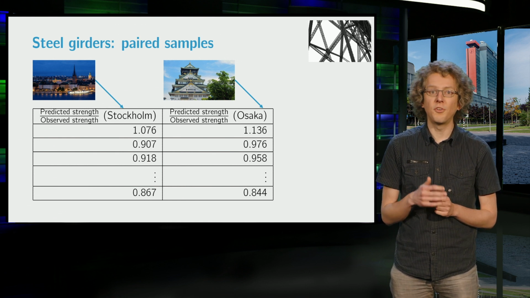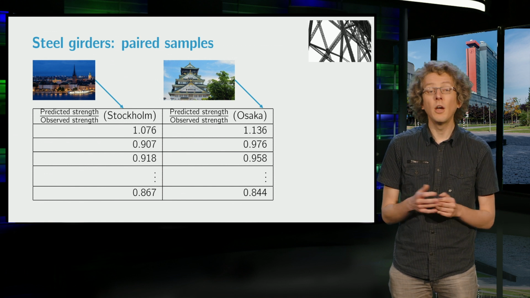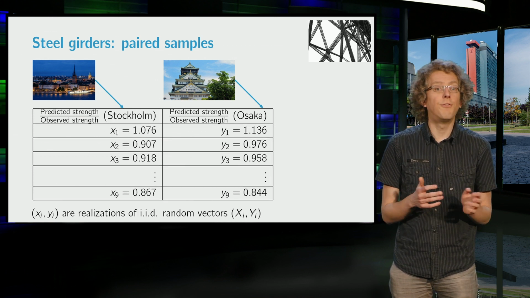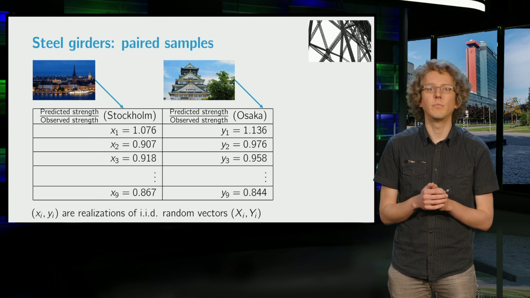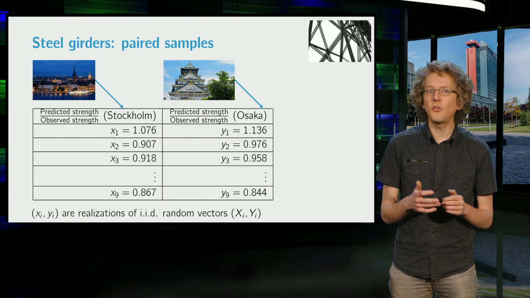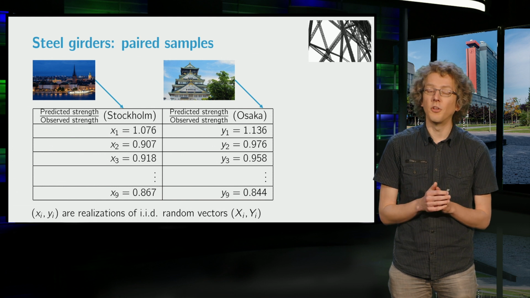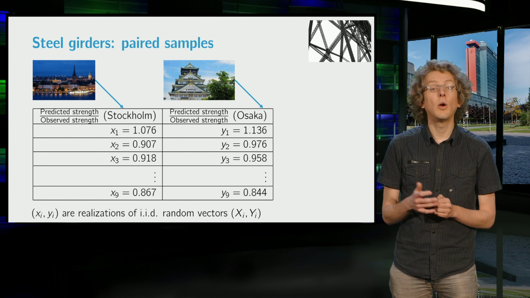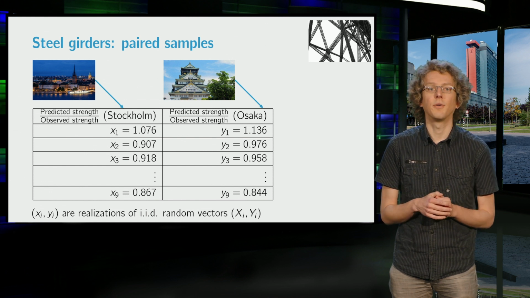Let's call these numbers xi and yi respectively. They are realizations of a vector of random variables, capital Xi and Yi. We assume that the 9 measurements are independent, and it seems reasonable to assume that the measurements have been performed with the same uncertainty. We want to test whether these two techniques are significantly different.